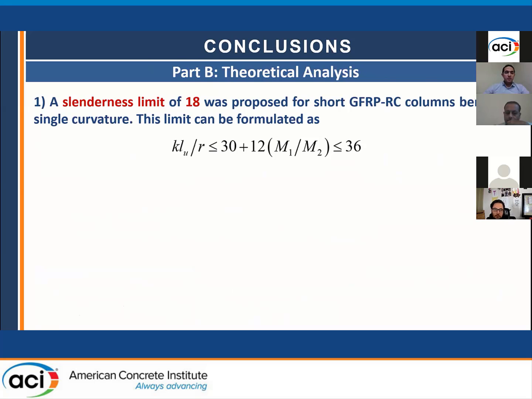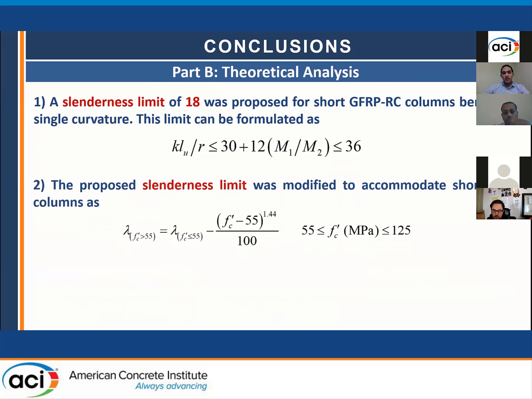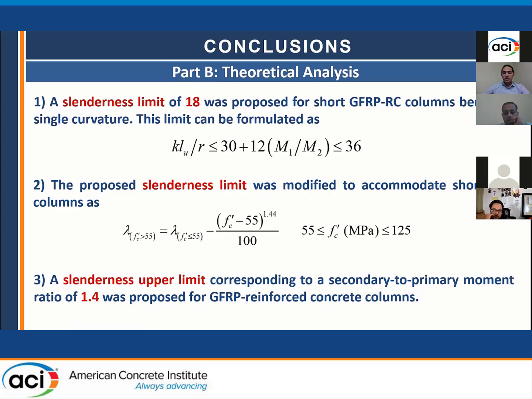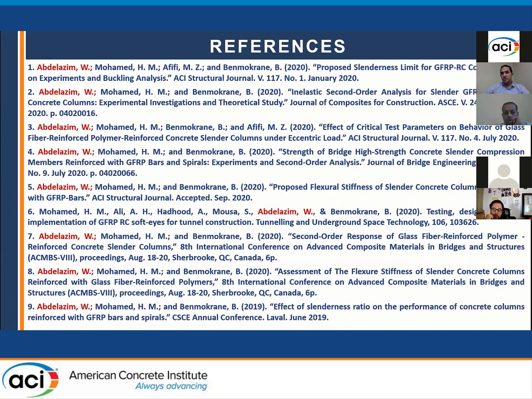Regarding the design recommendations, a slenderness limit of 18 was proposed for GFRP reinforced concrete columns bent in single curvature, and this value was generalized to consider high strength concrete, as shown. And a slenderness upper limit corresponding to a secondary to primary moment ratio of 1.4 was also proposed to avoid any stability failure. Finally, the complete research program and related findings can be found in the shown publication. I think all of them are already published.